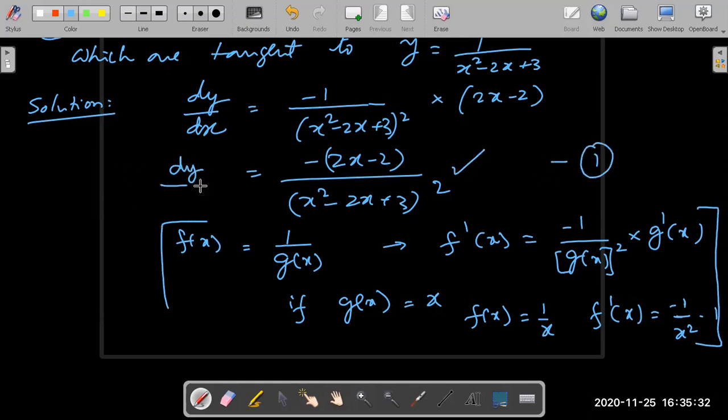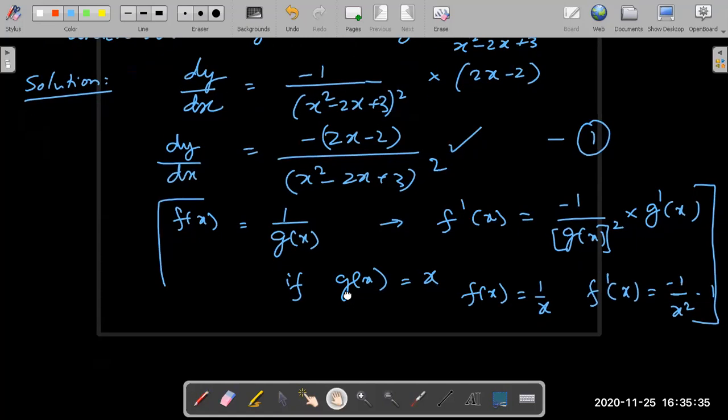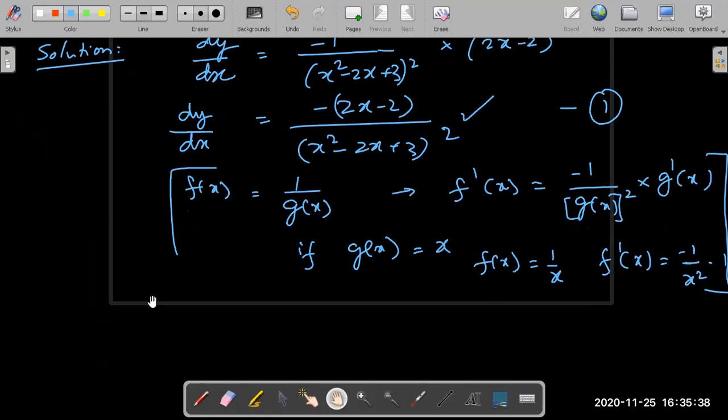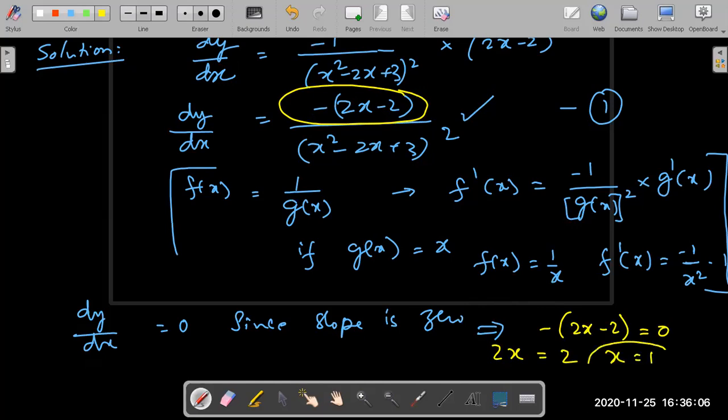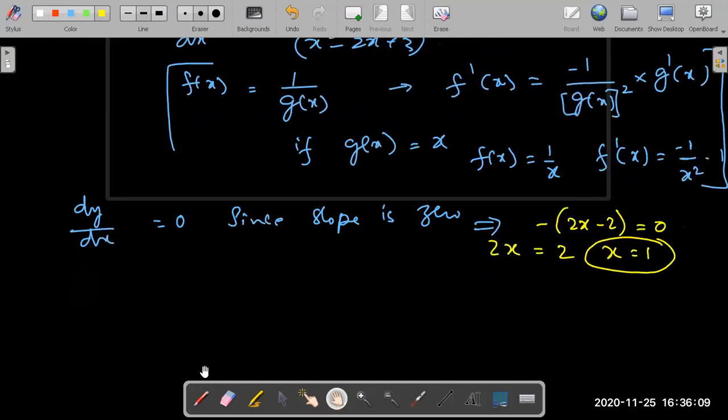So we have dy by dx is this, but he said the slope is 0. That means dy by dx is to be 0 since slope is 0. That implies the numerator has to be 0, which means the numerator is this. This has to be 0. Minus 2x minus 2 equals 0, or 2x equal to 2, or x equal to 1. X equal to 1 is the condition, or rather at x equal to 1 we will have dy by dx equal to 0.